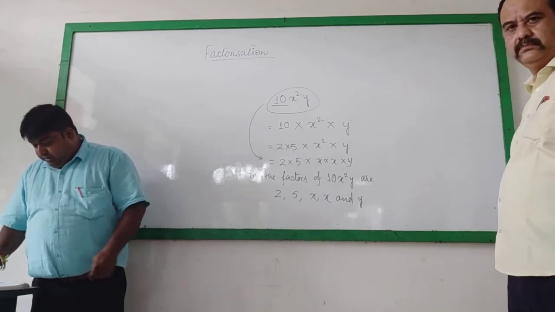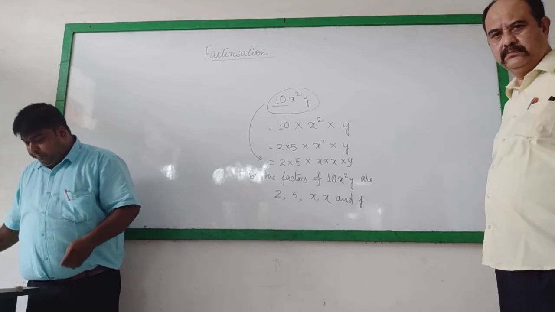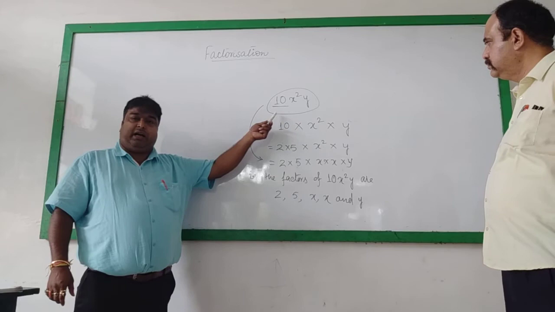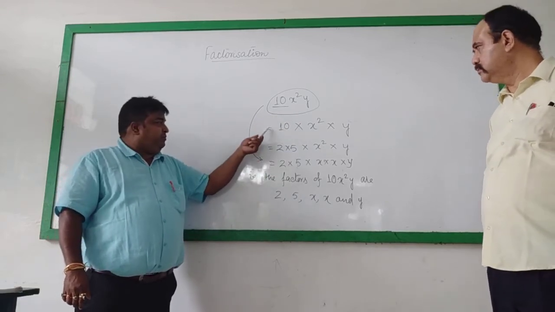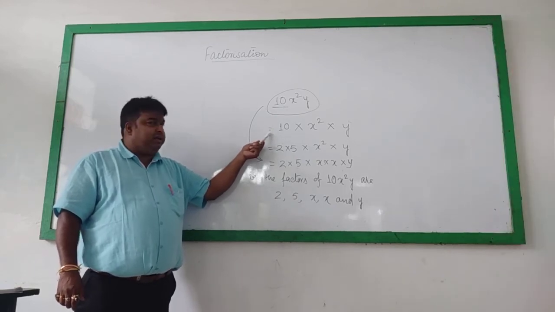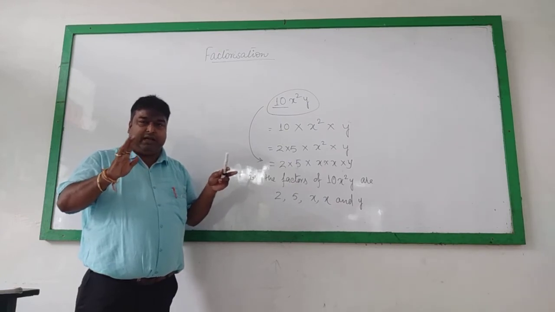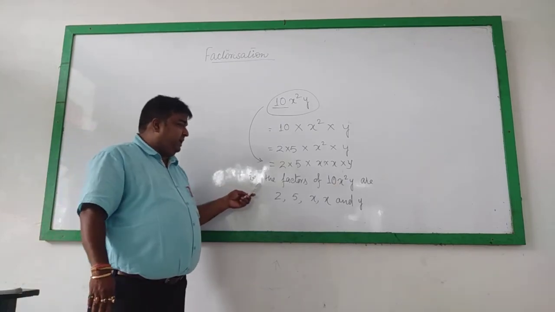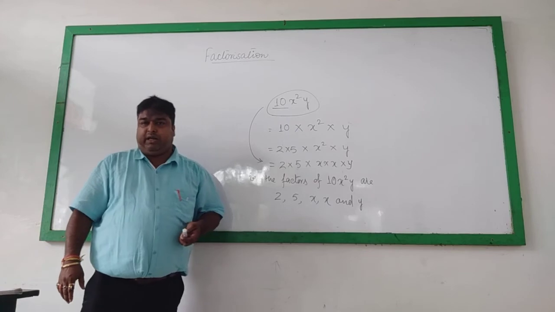So this part, that means how we can factorize a term of an algebraic expression, I have told. Just simply put the equal sign and break each number and algebraic expression. And you can get the factors of that particular algebraic term.